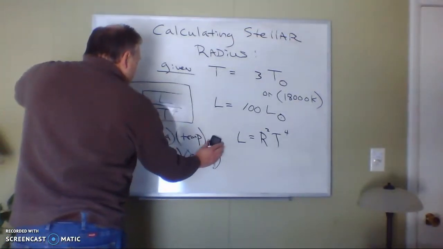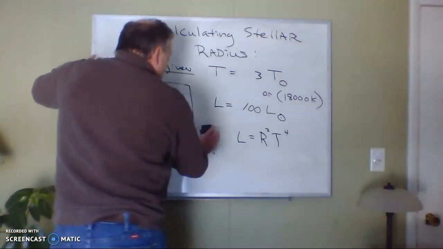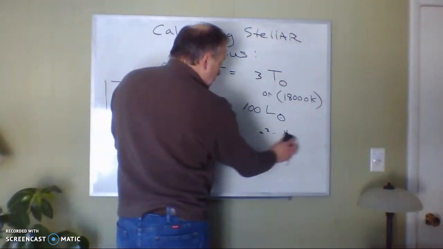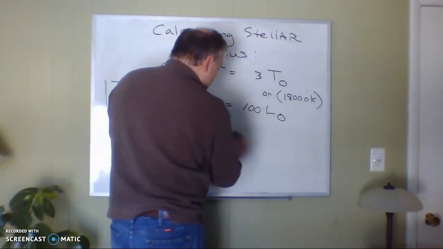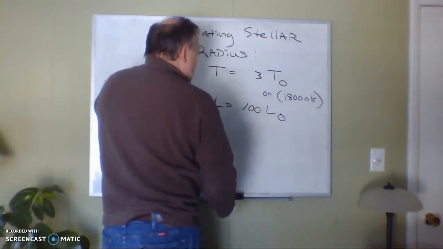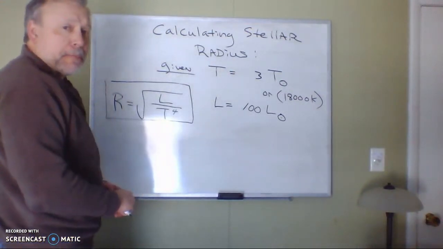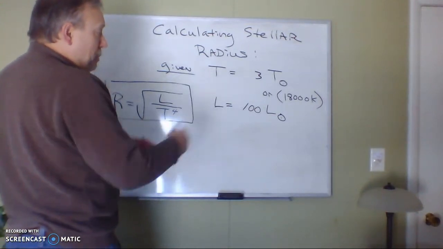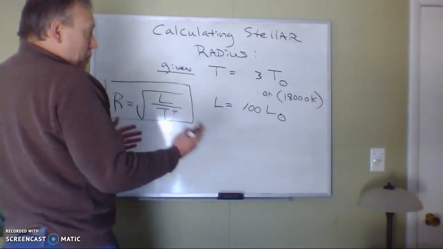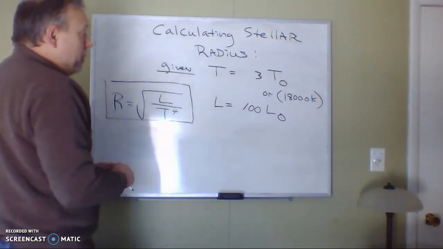So here is a little problem then with some values that we can plug in, typical of an intro level problem involving stellar radius. So we have a star that is 3 times the temperature of the sun. The sun's temperature is about 6,000 Kelvin, so that'd be 18,000. But we're going to use the T value in terms of comparison to the sun, so we'll need 3.